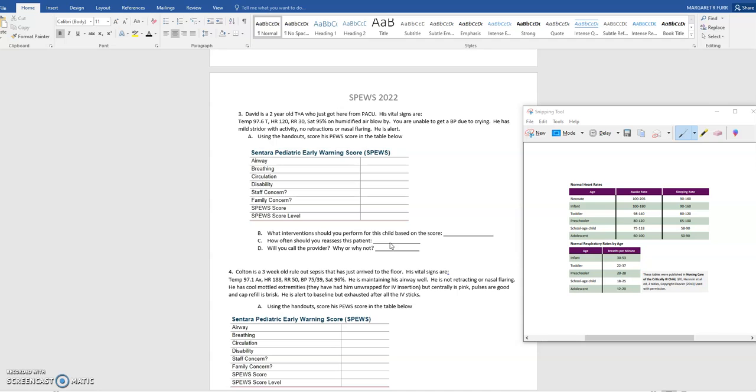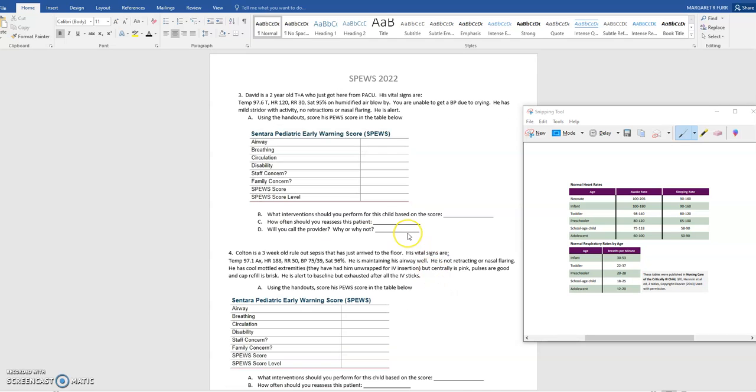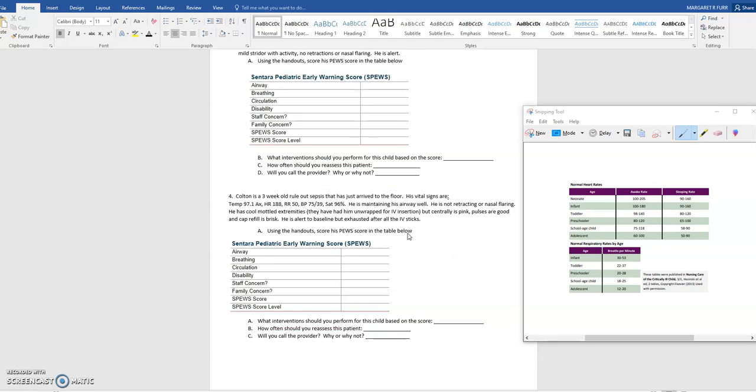He will still be a Q4 PEWS reassessment, although as a fresh post-op, he will be a Q1 vital sign. That doesn't change. I'm not necessarily going to call the provider, although if that stridor does not improve within the first hour or so, I will notify the provider and see if we want to get some interventions in place.